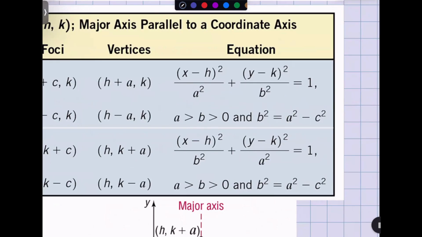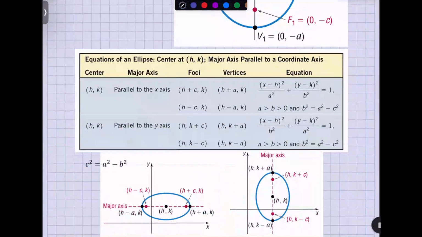And yes, this will be the table that you're probably going to see as your cheat sheet and nothing else. So if you notice in this case right here, it's talking about how the center is not at 0, 0. That's why it's those equations, but it also still tells you what the relationship is, which is really the same formula, C squared is equal to A squared minus B squared. Any questions so far?